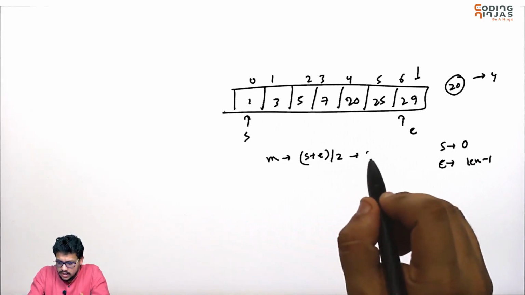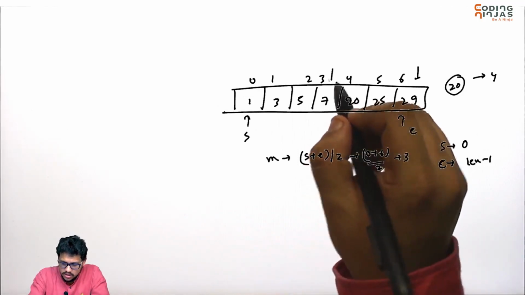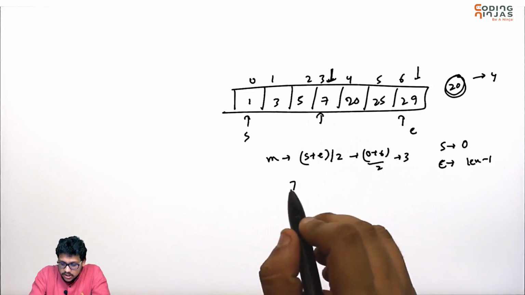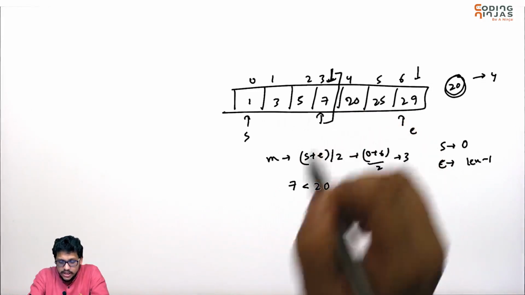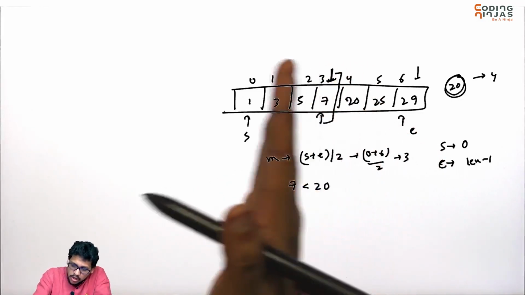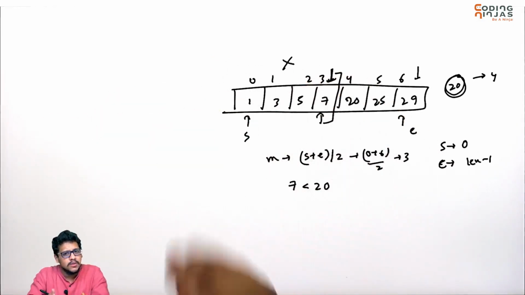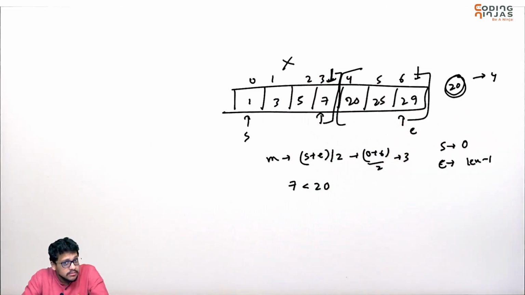If you do that, 0 plus 6 divided by 2 is 3. You will come to this element. You have to search 20. At mid, 7 is there. Now 7 is lesser than 20. Since it is a sorted array, all the elements on the left of 7 will be lesser than 7. So there is no point searching in this part of the array. You have to search in this part of the array only.